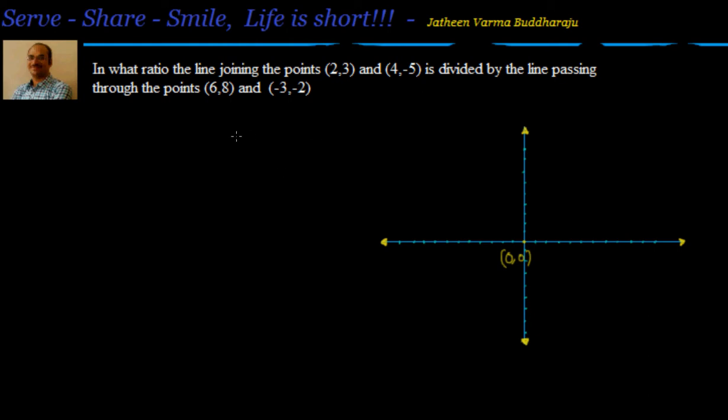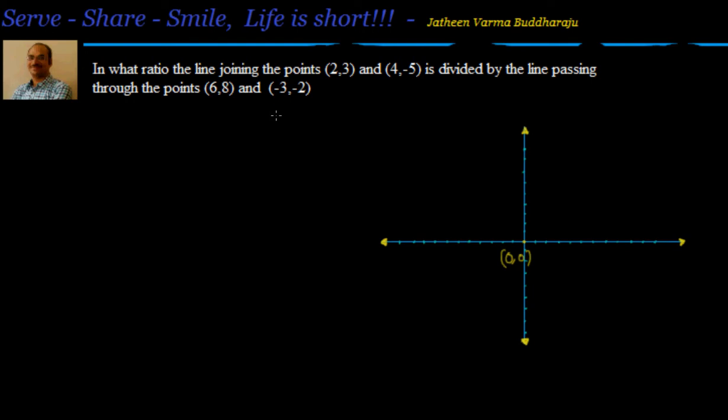So let's look at a problem related to straight lines, and we are currently going through the 2-point form of a line. So this is the problem we have. Let's try to solve it together. In what ratio is the line joining the points (2, 3) and (4, -5) divided by the line passing through the points (6, 8) and (-3, -2)?